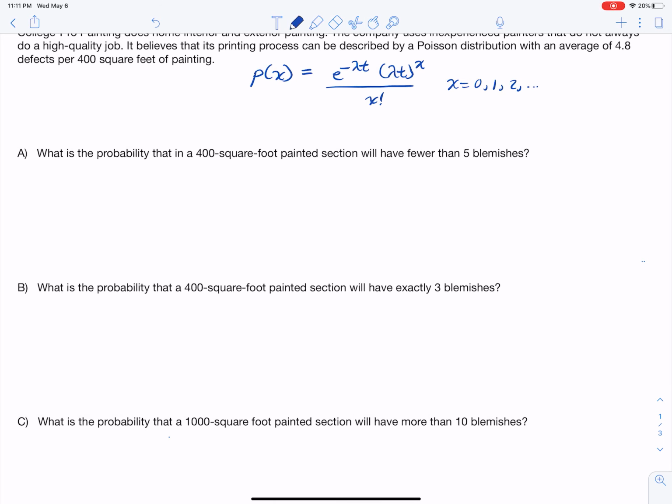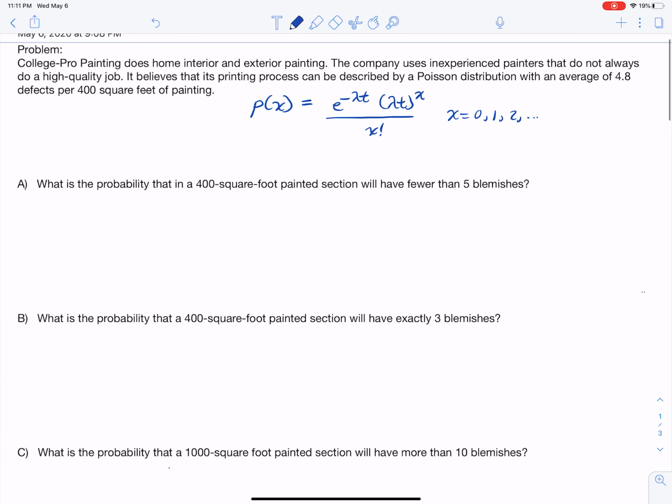All right, so let's look at some problem solving with the Poisson distribution. So what we have here is College Pro Painting does home interior and exterior painting. The company uses inexperienced painters, so they do not always do a high quality job. They believe that their painting process can be described by a Poisson distribution with an average of 4.8 defects per 400 square feet of painting.